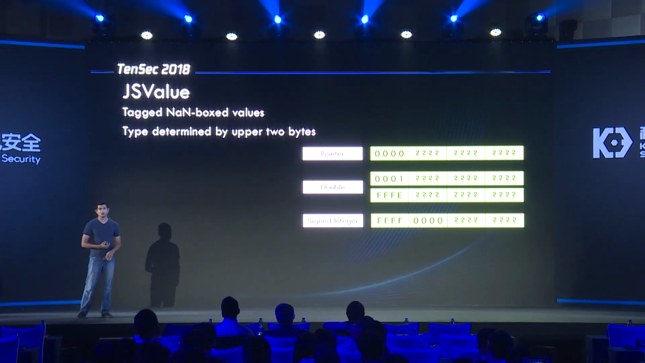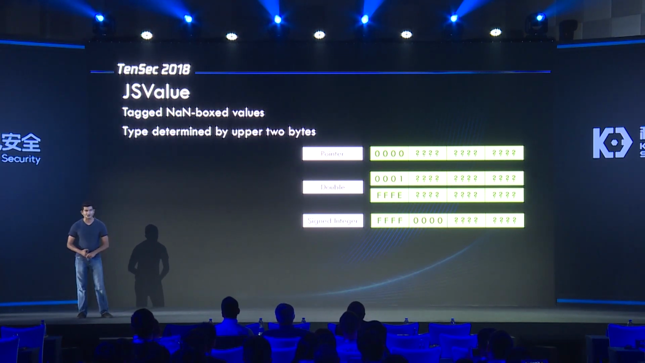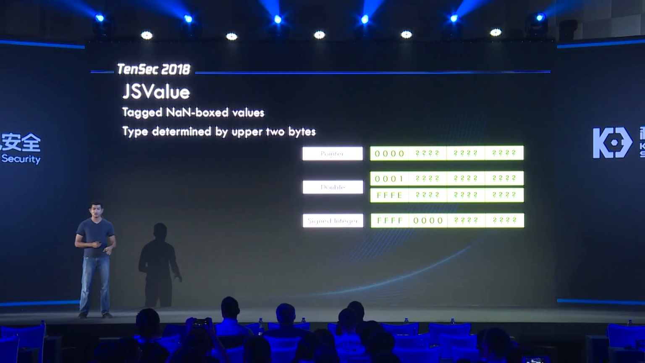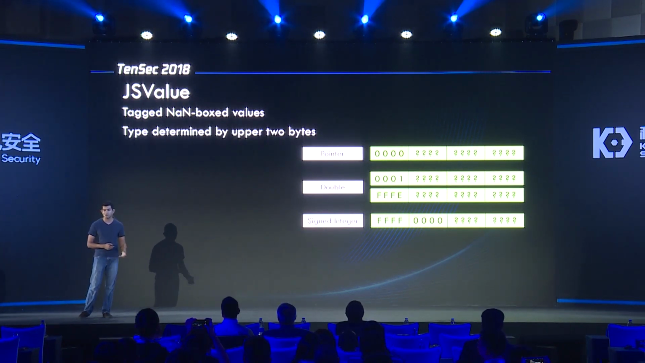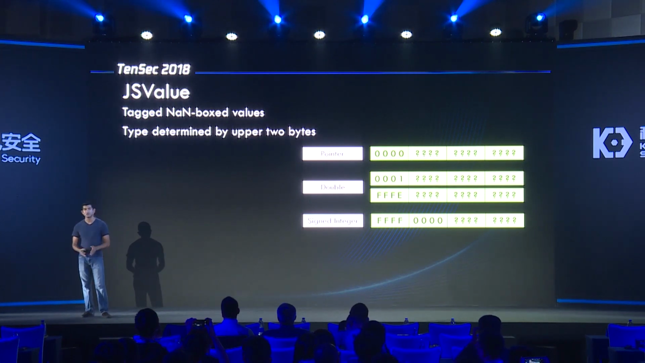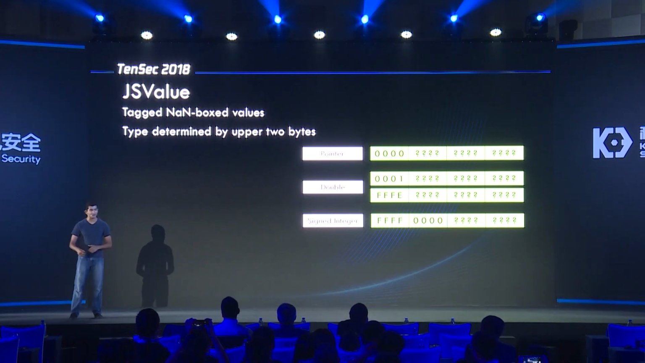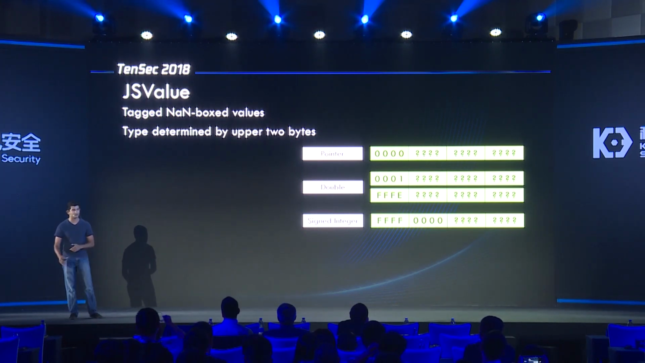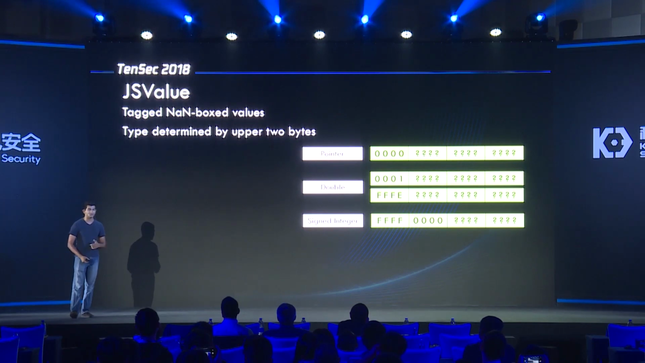So in JavaScript Core, there's a notion of a JS value, which is a tagged NaN-boxed value, where you have all the values basically being treated as not a number values. The type is determined by the upper 2 bytes, where if the upper 2 bytes are all null, then the rest of the value is treated as a pointer. If the upper 2 bytes are FFFF and the next 2 bytes are 0000, then the lower half of the value will be treated as a signed 32-bit value. And then anything in between is going to be treated as a double, but doubles are a little bit special.